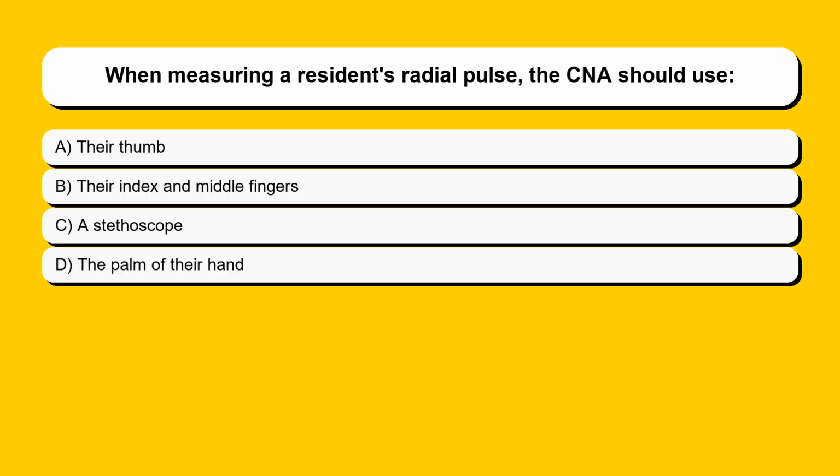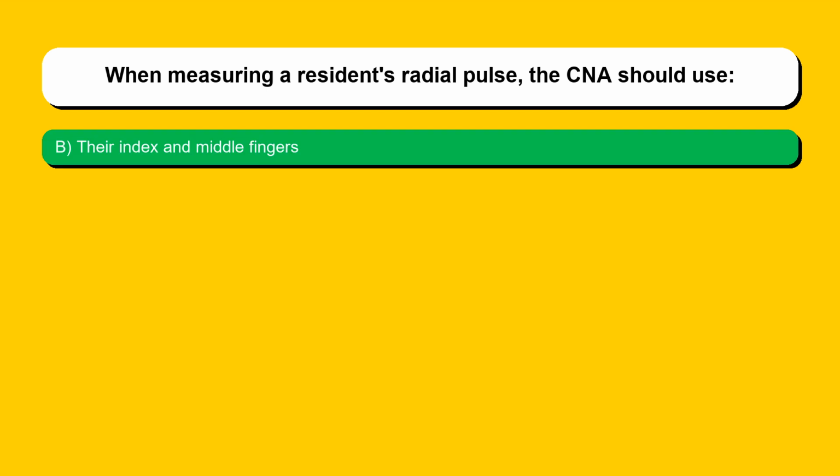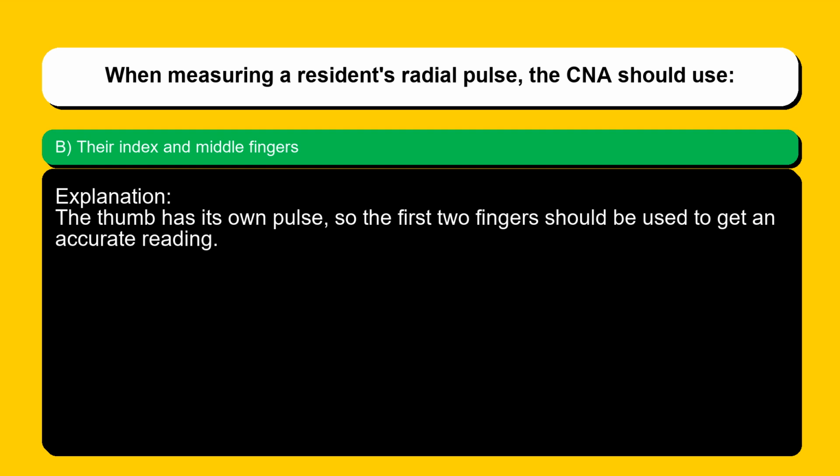Question 1. When measuring a resident's radial pulse, the CNA should use Option A. Their thumb. Option B. Their index and middle fingers. Option C. A stethoscope. Option D. The palm of their hand. The correct answer is Option B. Their index and middle fingers. The thumb has its own pulse, so the first two fingers should be used to get an accurate reading.